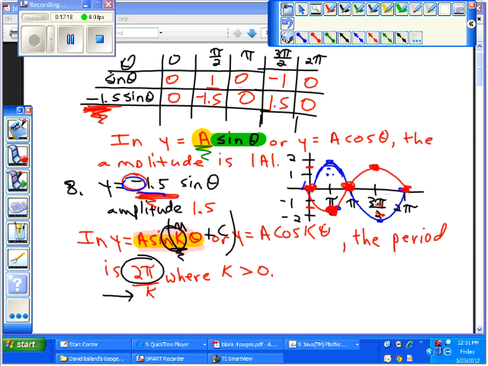which follows our parent function transformation stuff. What's inside the parenthesis happens to x in the inverse order of operations. So we would undo multiplication by division, so we divide by k. And that's going to affect the period.